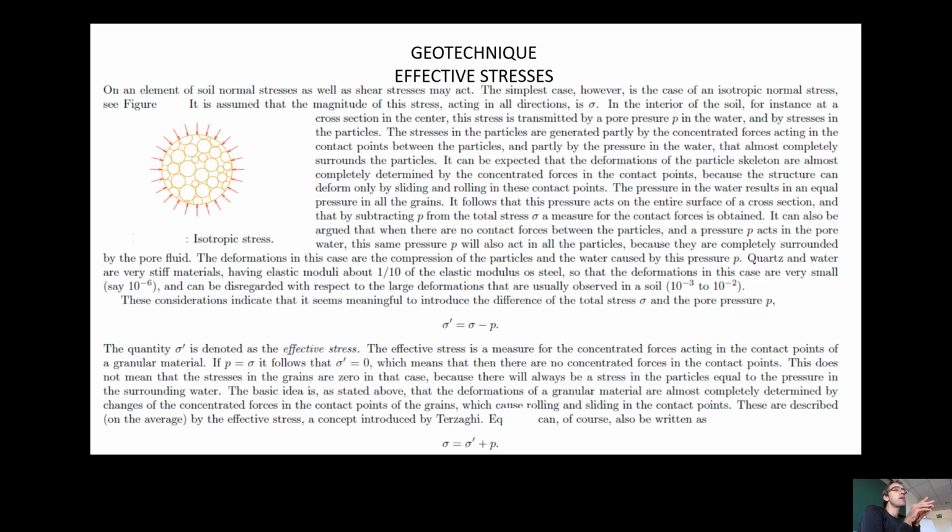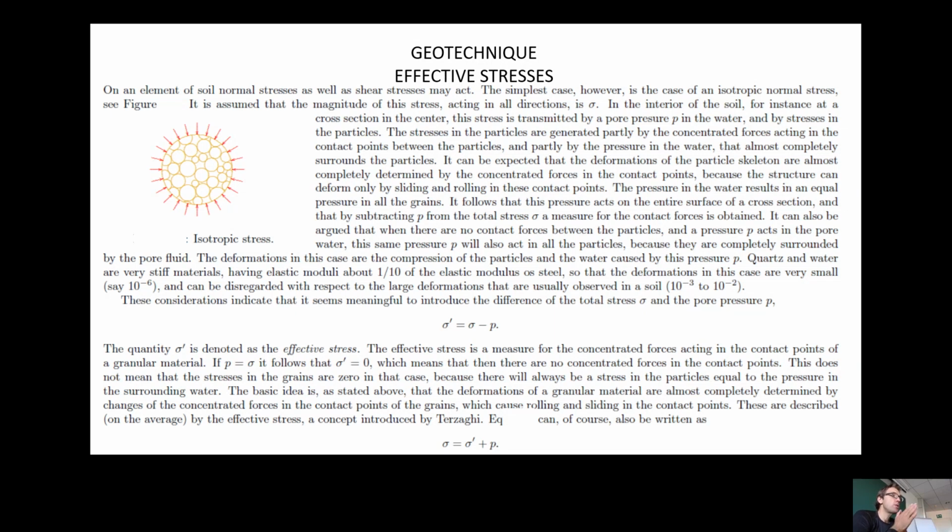What follows is that the pressure acts on the entire surface of the cross-section, and that by subtracting P from the total stress sigma, a measure of the contact force is obtained. So we can also say that there are no contact forces between the particles, and a pressure P acts in the pore water. This same pressure P will also act in all the other particles because they are completely surrounded by the pore fluid. So the deformations in this case are the compression of the particles and the water that are both caused by the pressure P.